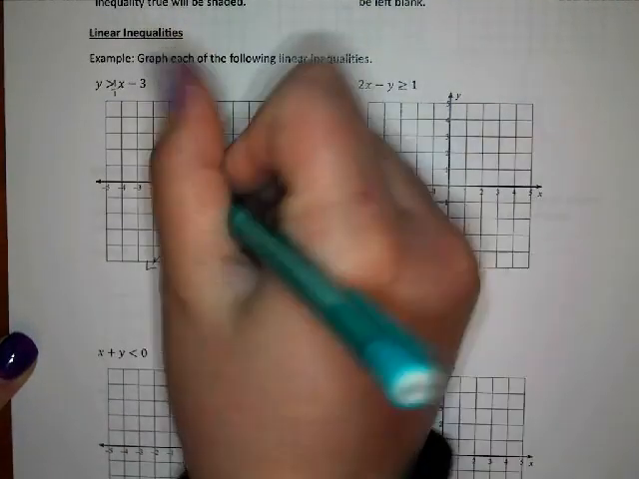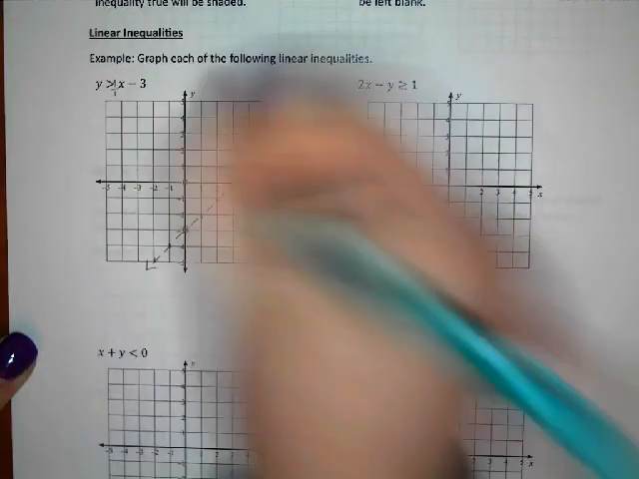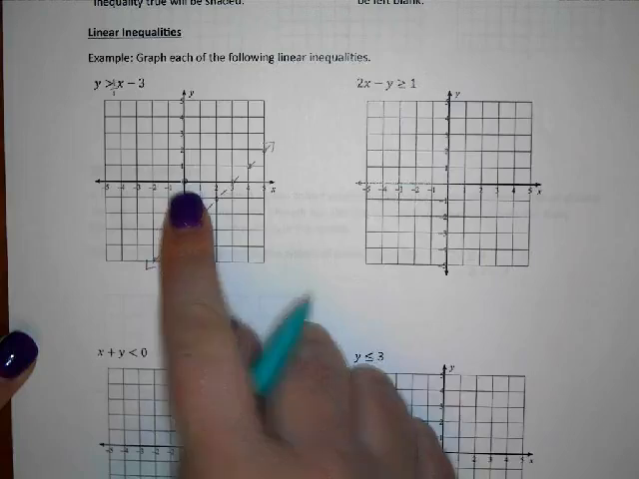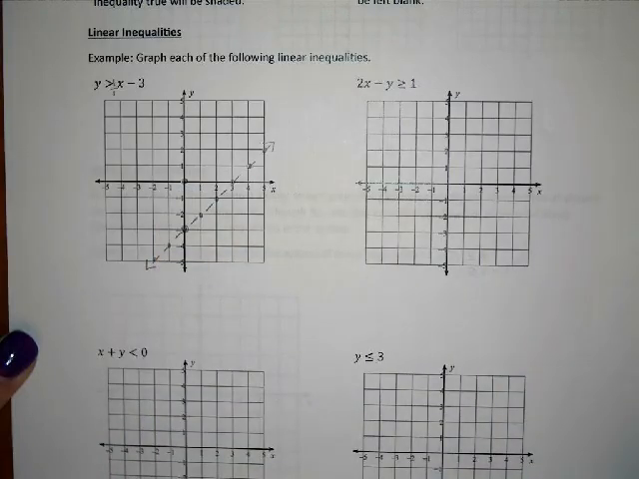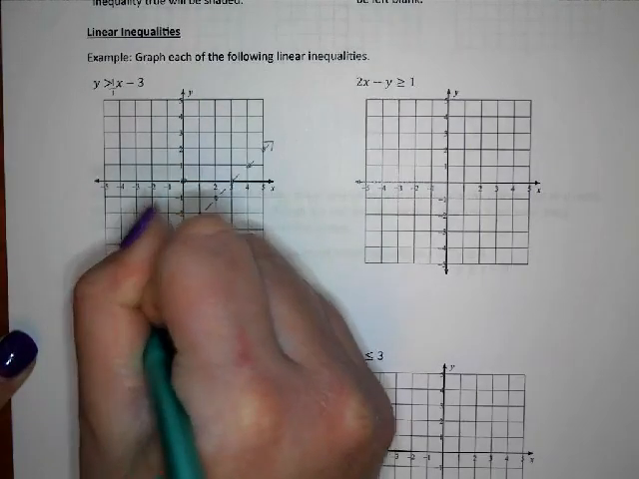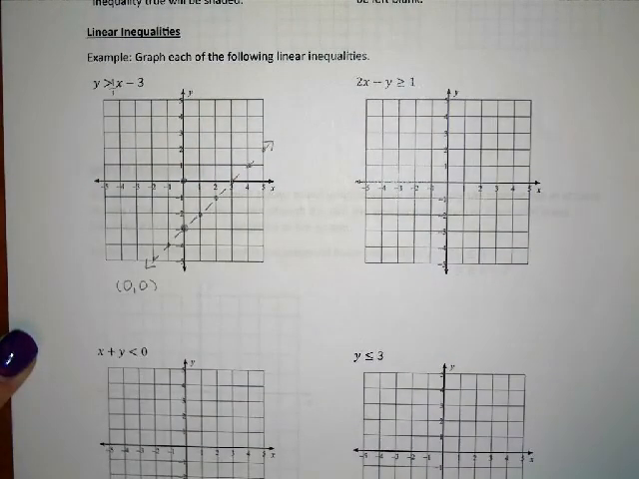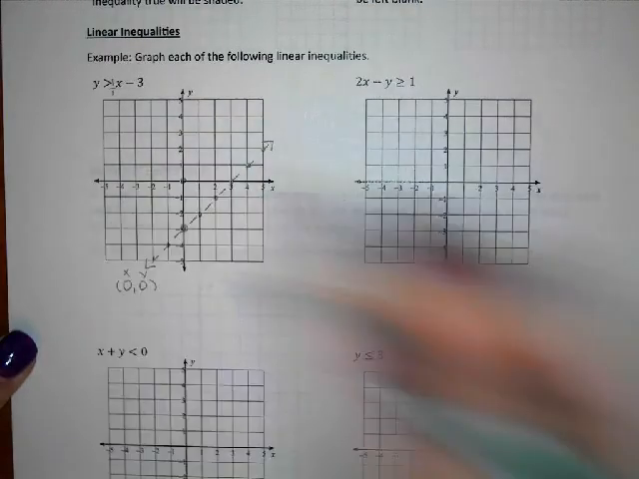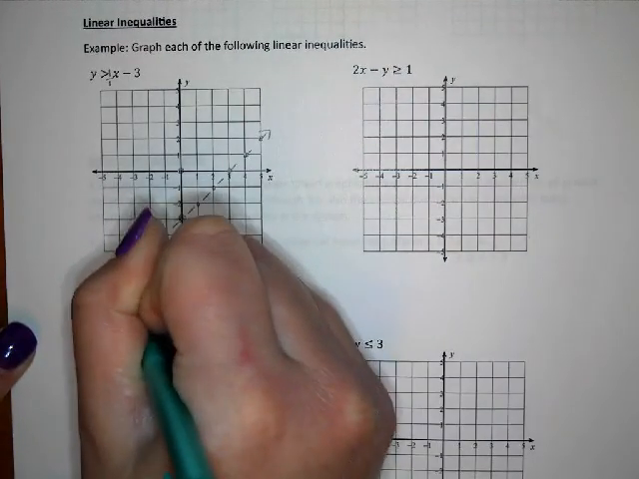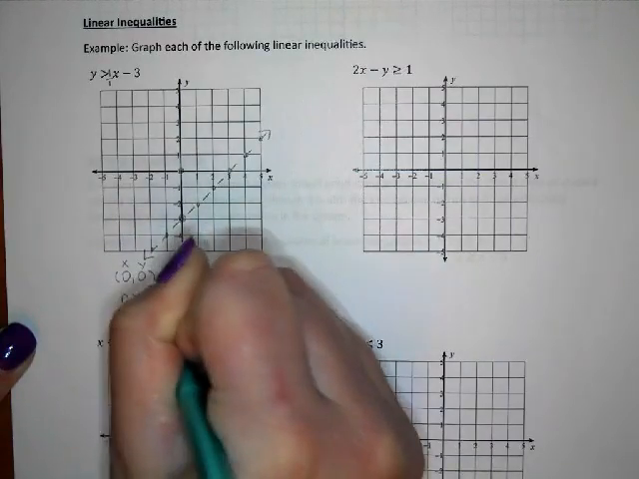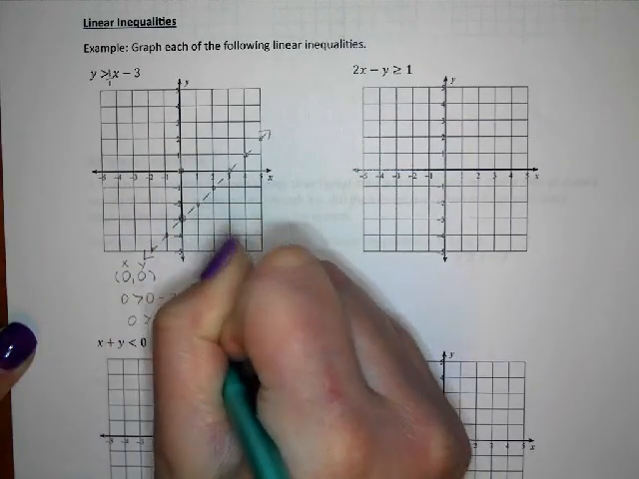And most people choose the point 0, 0 to plug in to check if this is true or false. They use 0, 0 not because it's magic, but just because it's easiest to plug in. So I'm going to use 0, 0. Sometimes you can't, when 0, 0 is on the line, but as long as it's not on the line, you can use it. So 0 is plugged in for x and for y, and I get 0 is greater than 0 minus 3. 0 is greater than -3, and that is a true statement.